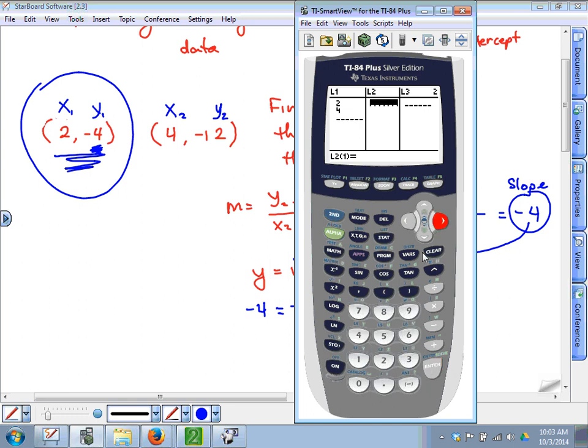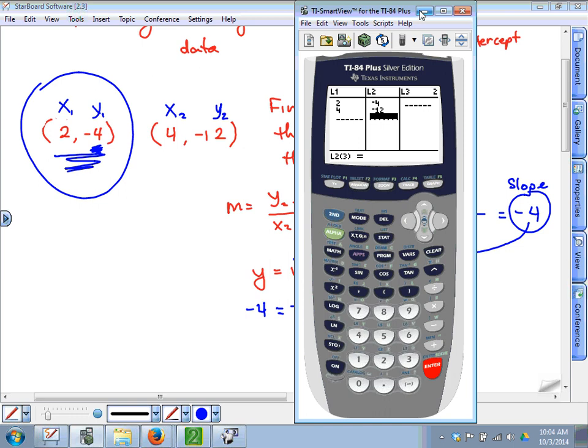Now scroll over, do the same thing for your Y values. The first Y value was -4, hit enter. The second one was -12, and hit enter. Now the one thing that you have to make absolutely sure of is your X's match up straight across with your Y's. Does 2 match up with -4? Yeah. 4 matches up with -12. Now I don't know how those Casios are working. Are you following along okay? Okay. We're good?